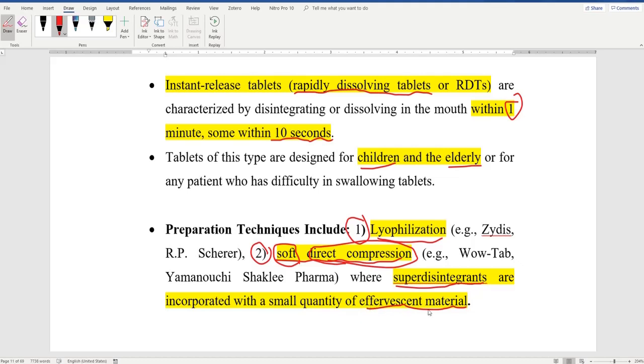And along with a little amount of effervescent materials, we know sodium bicarbonate or citric acid, in order for it to absorb moisture or humidity from the oral cavity, or saliva from the oral cavity, and then disintegrate very quickly and allow the drug to dissolve. Is that clear?